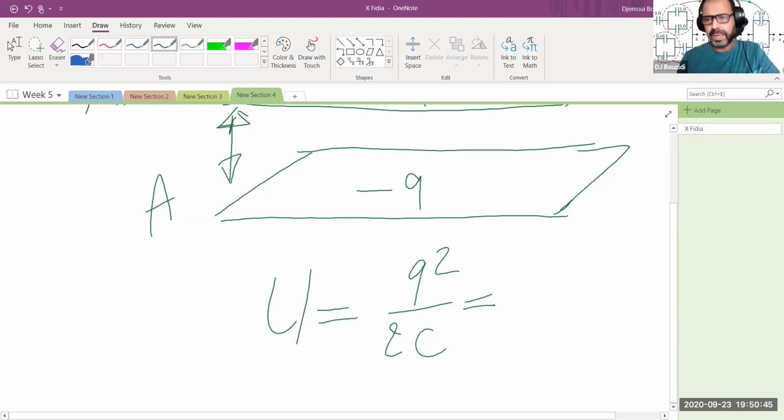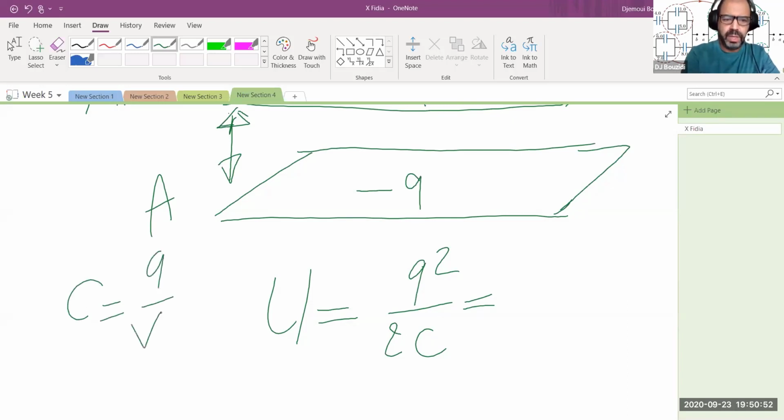Alternatively, because by definition of the capacitance, C, which is the ratio of Q over V, I can say also Q is equal to CV. So this expression can be written as 1/2 of CV squared. Both expressions are equivalent, okay?